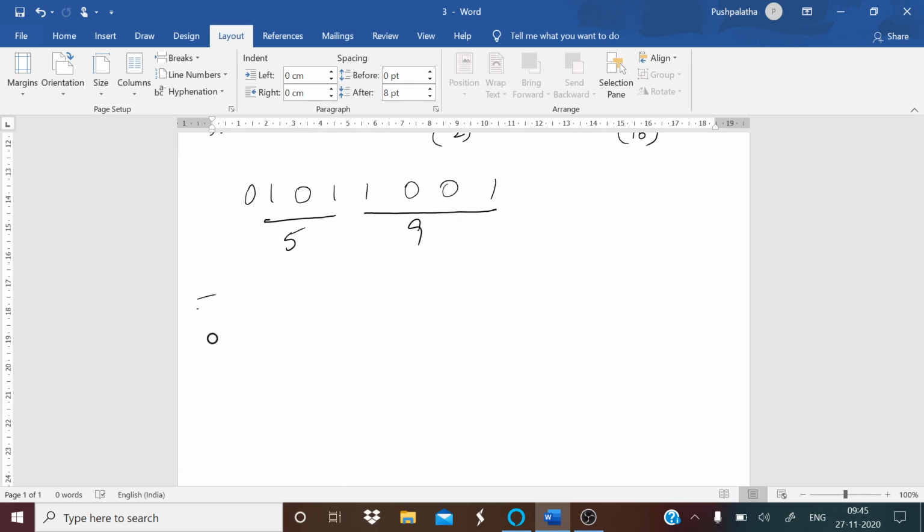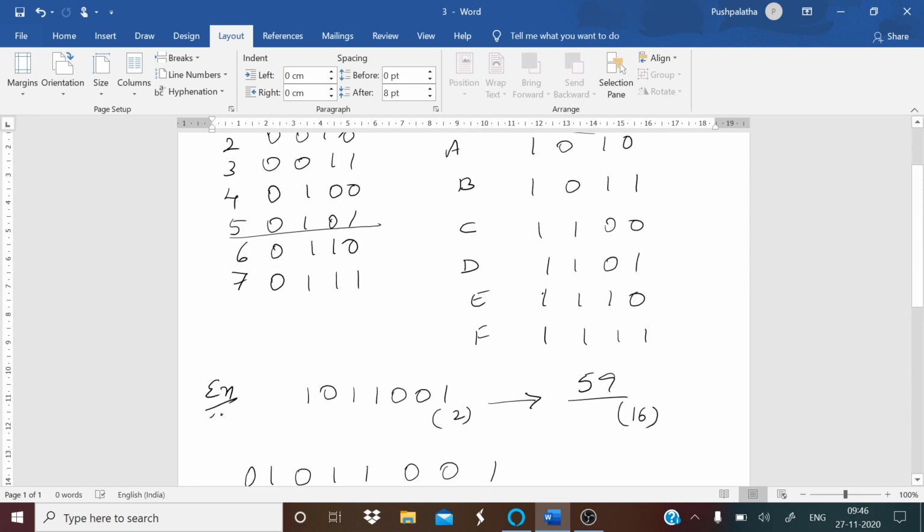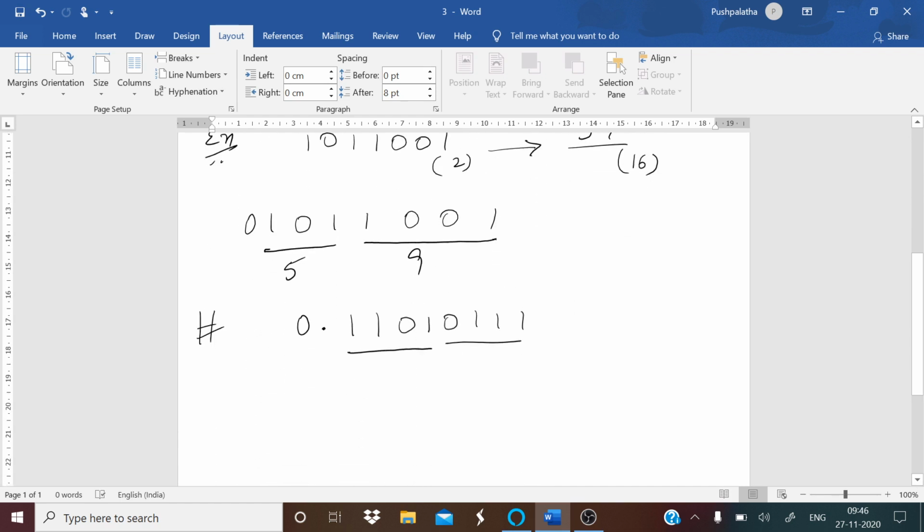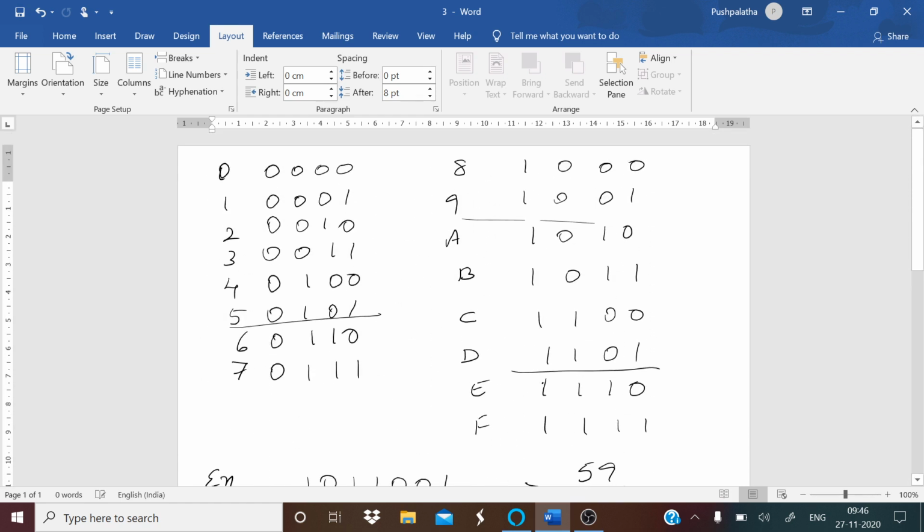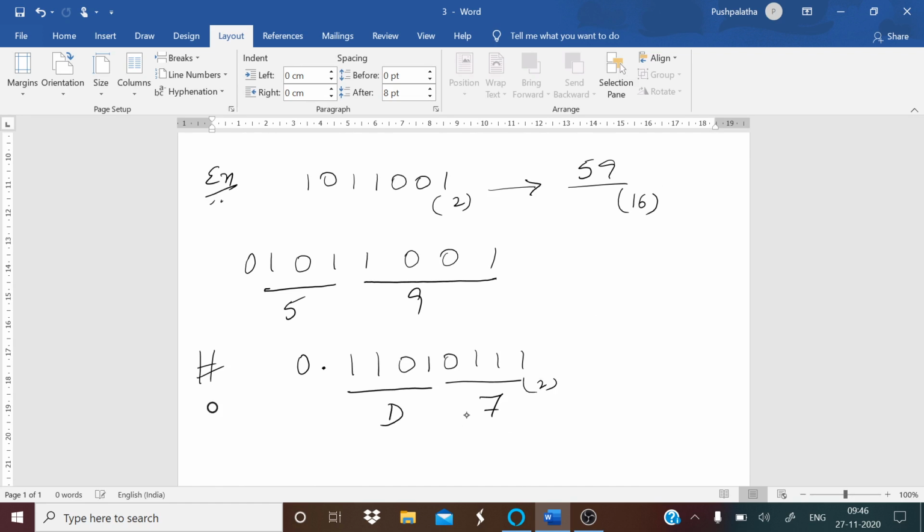In the same way, if you have a fractional format, that is 0.110101 and so on, what does this make? If you have a fractional part, the division of bits is made from the left hand side, that is from this side. What is 1101? 1101 is your D. What is 0111? 0111 makes up your 7. Right? So 7. So the answer is 0.D7 to the base 16. So this is how you are going to convert a binary number into a hexadecimal number.